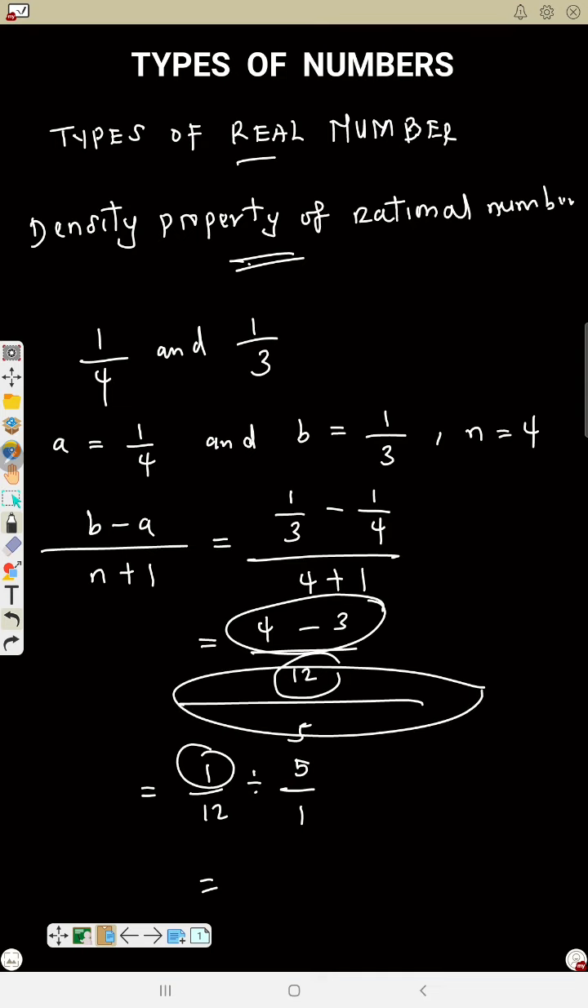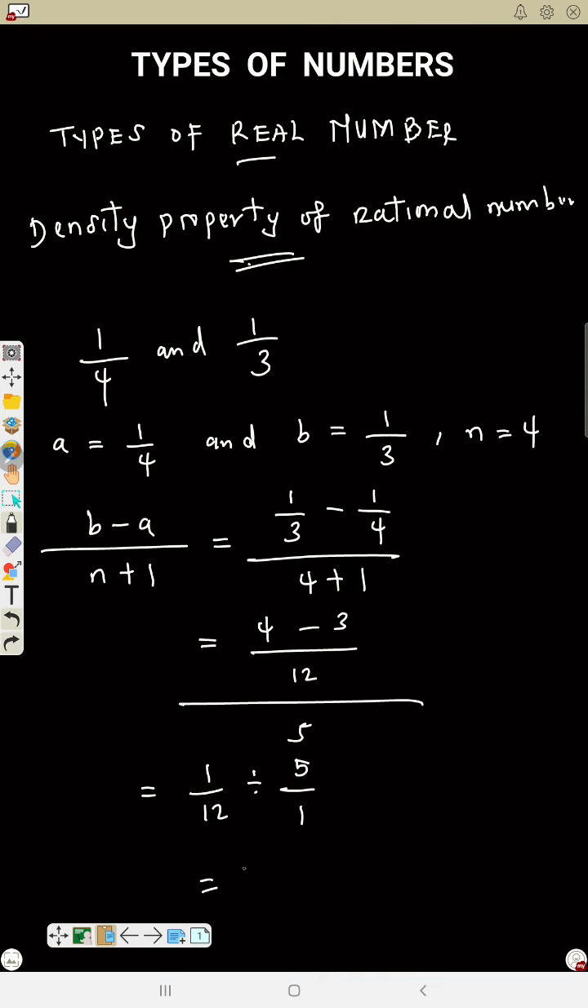So instead of this divide, I'm writing this: 1 over 12 divided by 5 over 1. That is 1 over 12 times 1 over 5, which is 1 over 60. Now, the 4 rational numbers. You can now use the formula I gave you. So that means the 4 rational numbers will now be 1 over 4.